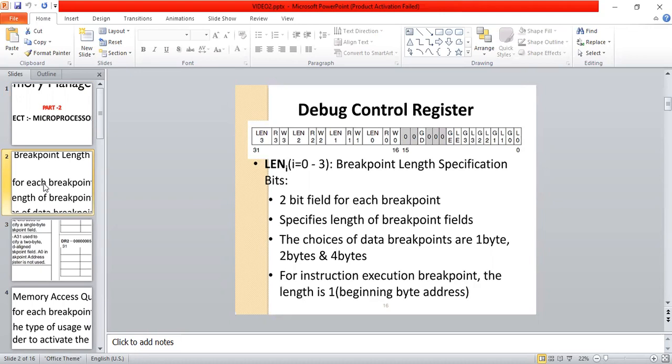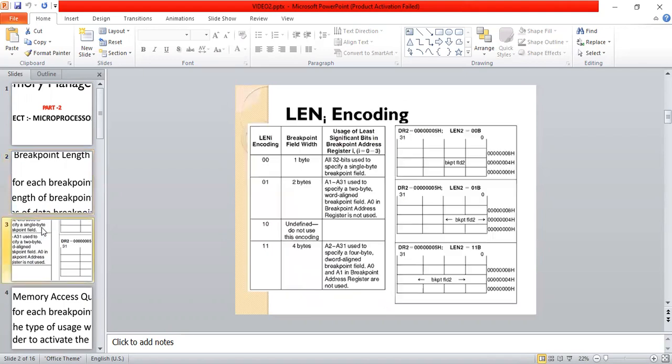For instruction execution breakpoints, the length is 1, beginning at byte addresses, as in LEN3, LEN2, LEN1, LEN0. These are the breakpoint length specifications. The 2-bit fields for each breakpoint specify the length of the breakpoint. The choices for data breakpoints are 1 byte, 2 bytes, and 4 bytes. For instruction execution breakpoints, the length is 1.